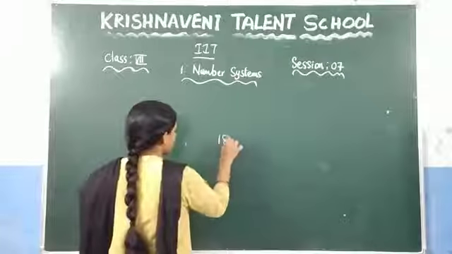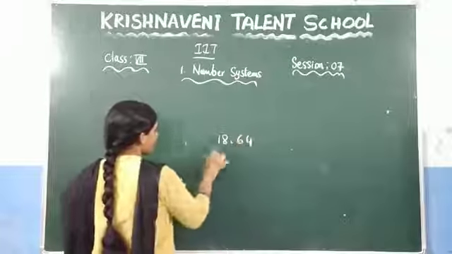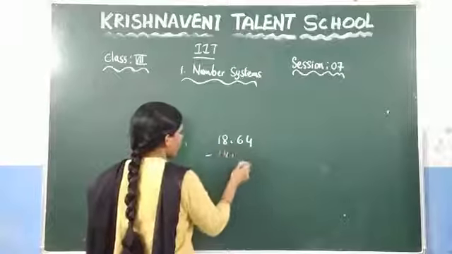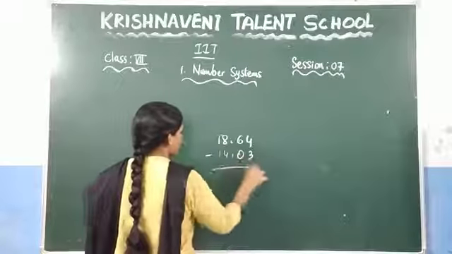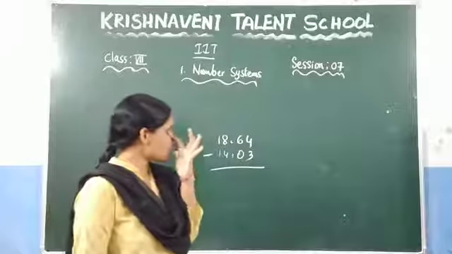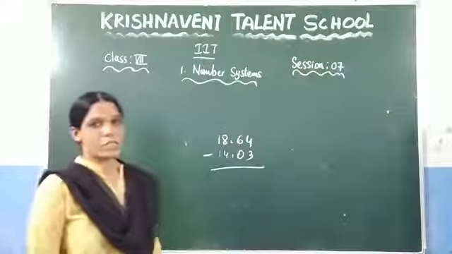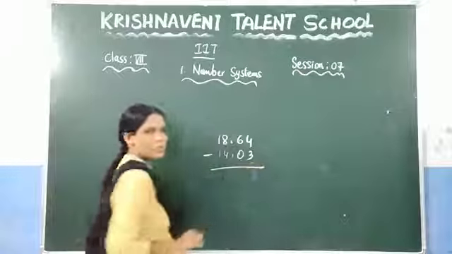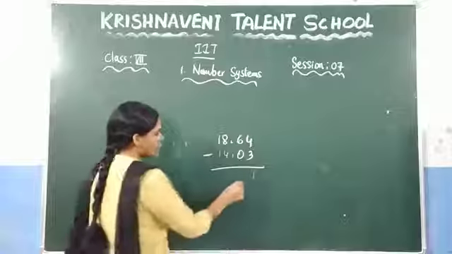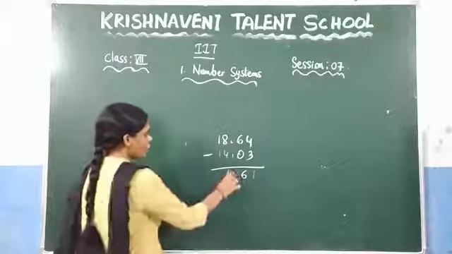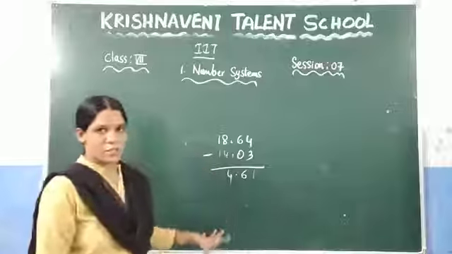Here consider 18.64 minus, consider here some number, 14.03. If you want to subtract these numbers, so just subtract the left side of the decimal point. What you will get here? 4 minus 3 which is 1, 6 minus 0 which gives you 6, and 8 minus 4 which is 4, 1 minus 1 which is 0.